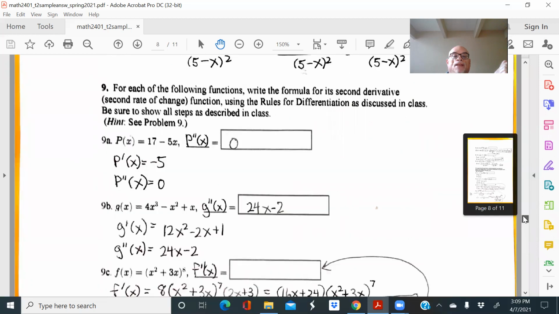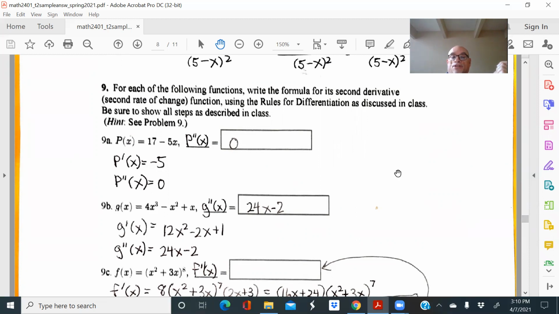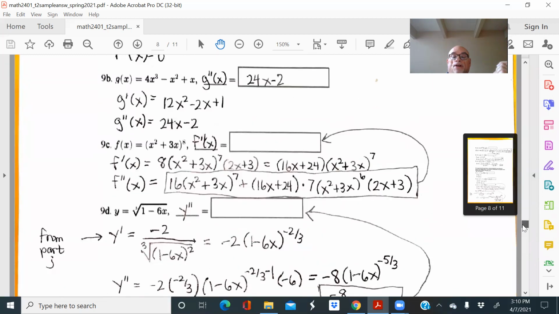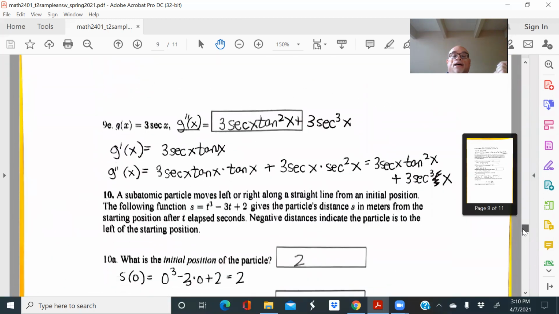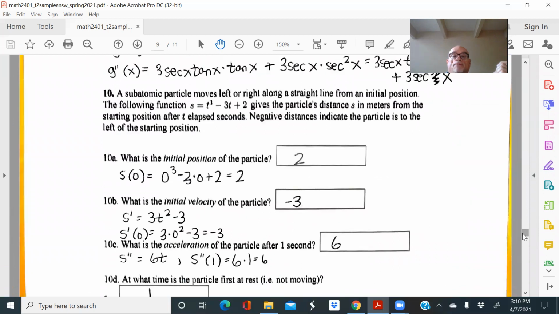problems. You can also make an online appointment with the Math Center if you have questions about some of these derivative problems and the steps on those. All right, let's look now at problem number 10.